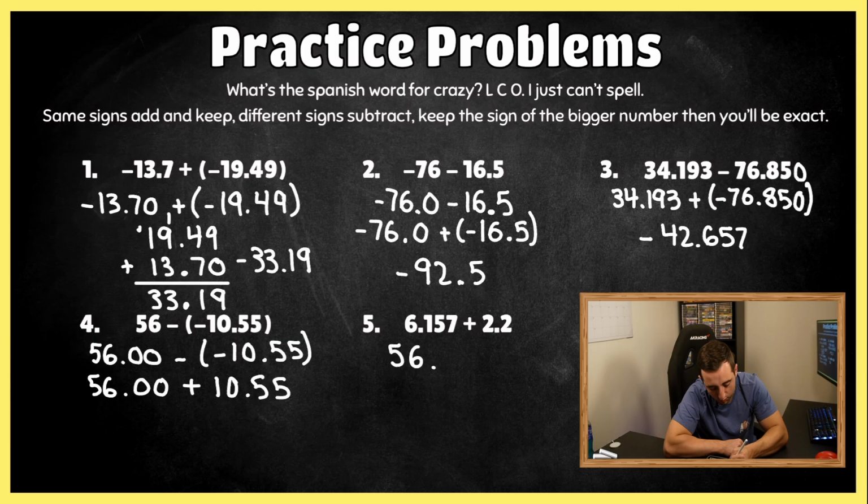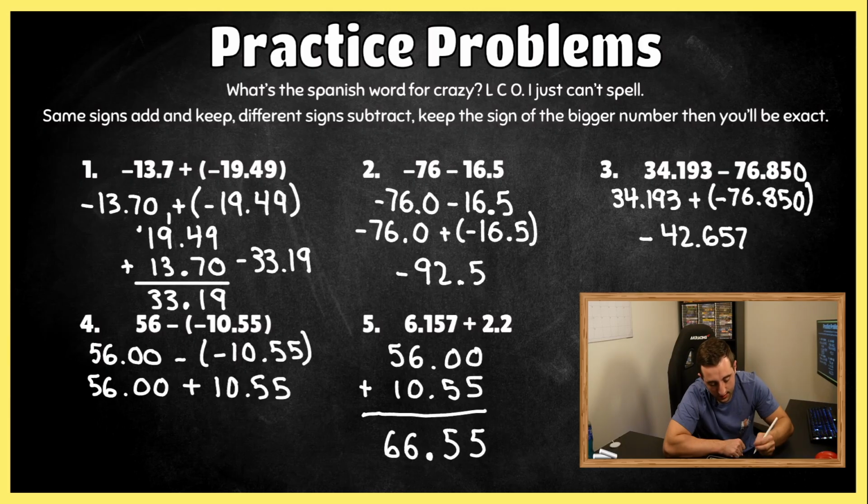56.00 plus 10.55. Drop your decimal point down in your final answer. 0 plus 5 is 5. 0 plus 5 is 5. 6 plus 0 is 6. 5 plus 1 is 6. And again, same signs, add and keep. They're both positive, so we want to keep our final answer positive, 66 and 55 hundredths for number 4.